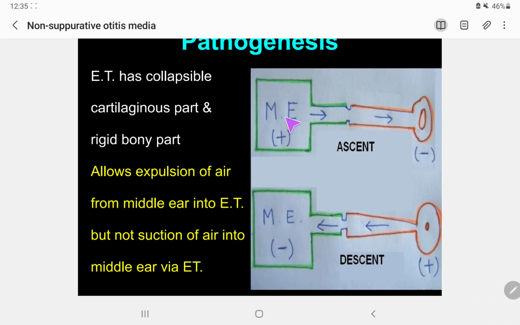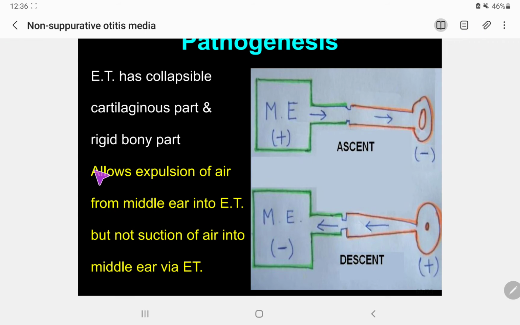This is the middle ear, and this is the eustachian tube. The middle ear has positive pressure. When a patient is ascending, there is a positive pressure, so the air will go from the middle ear into the eustachian tube, because the pressure is negative in the eustachian tube. In descent, the pressure is positive in the eustachian tube, but in the middle ear there is negative pressure. So in descent, air from the eustachian tube should go into the middle ear.